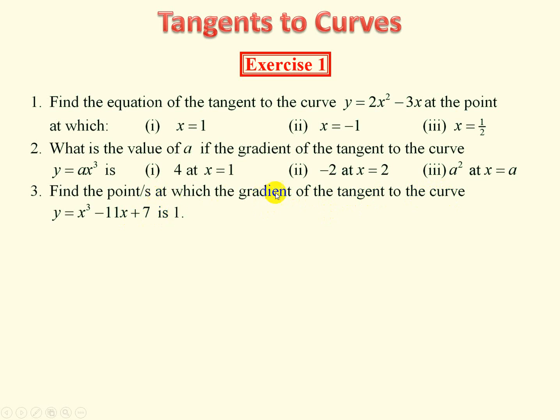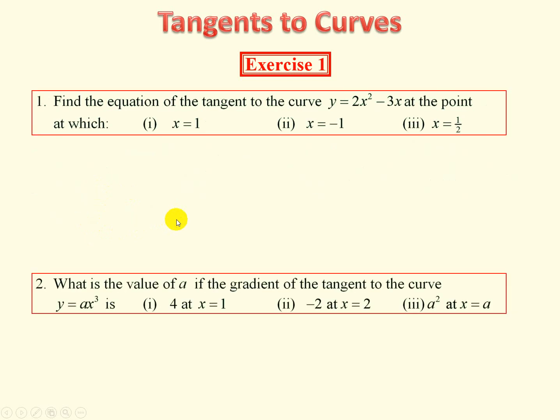Well, the gradient of the tangent is the derivative. So what it actually said is find the points at which the derivative of the graph is 1. So we're going to differentiate that and put it equal to 1 to solve. Pause and try it yourself first before we go through these.